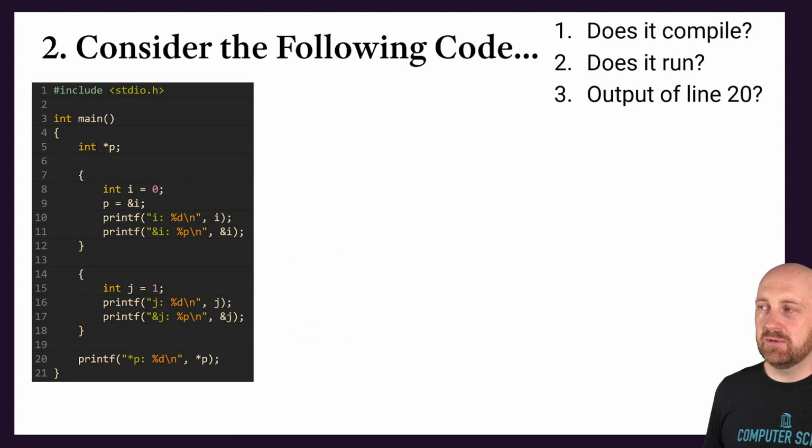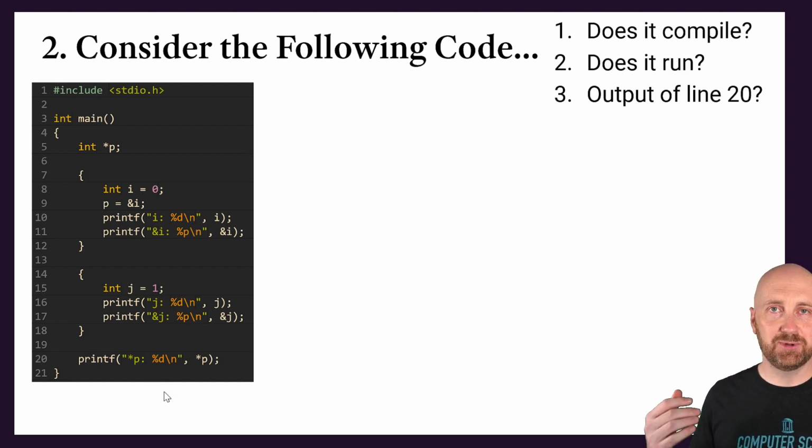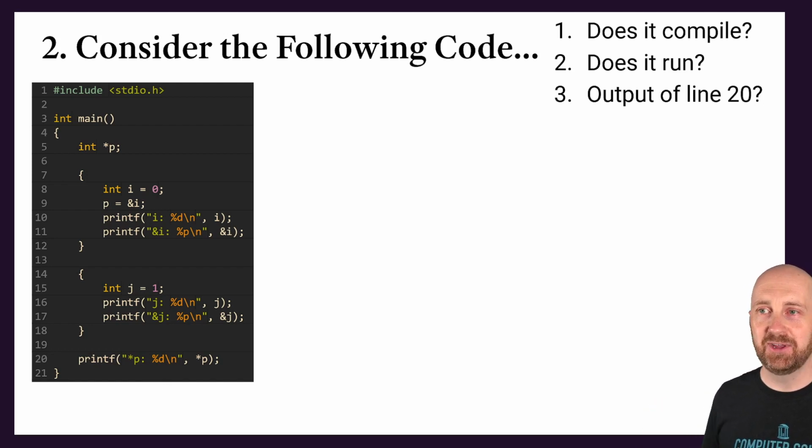One more example, just as something to think through. And once again, the same three questions. Does it compile? Does it run? And what is the output? In this case, we're thinking specifically about line 20. You're not necessarily supposed to know this, but I'm curious if you can reason through, based on some of what we've talked about before, what might be the expected output there.